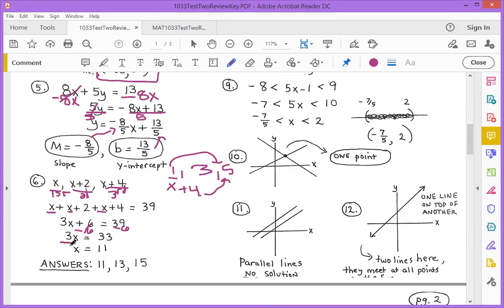3x equals 33. We divide by 3, and we'll get x, or the first number is 11. And the next 2 odd numbers will be 13 and 15. You can get that here by substituting 11 plus 2 to get 13, and then 11 plus 4 to get 15.